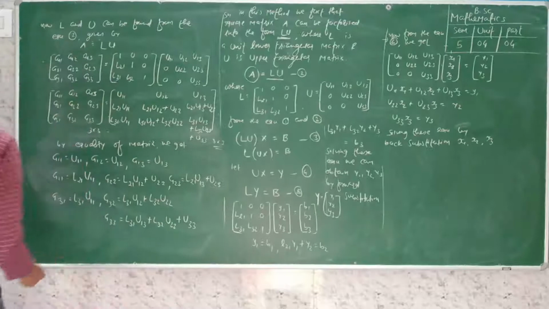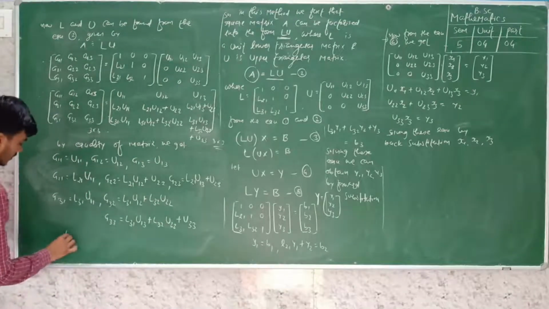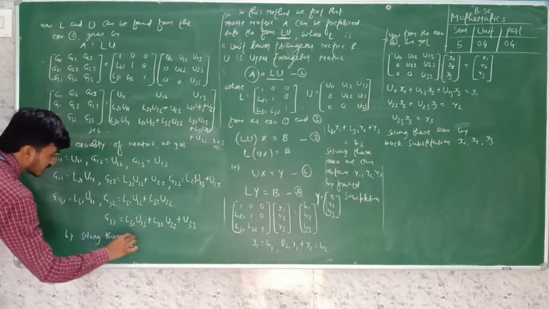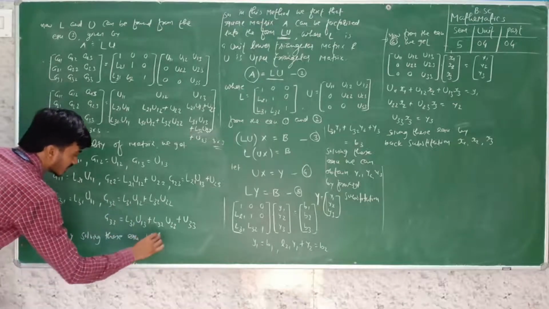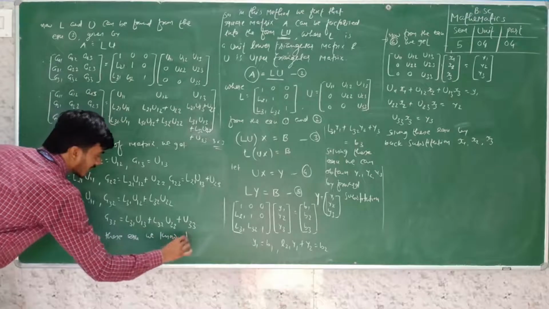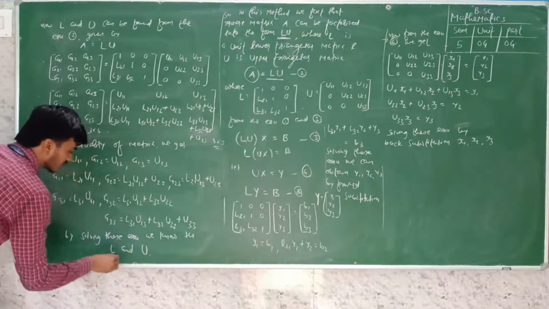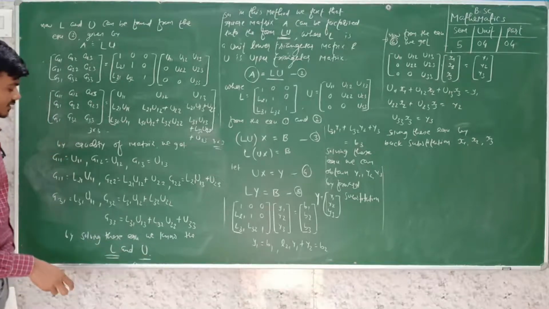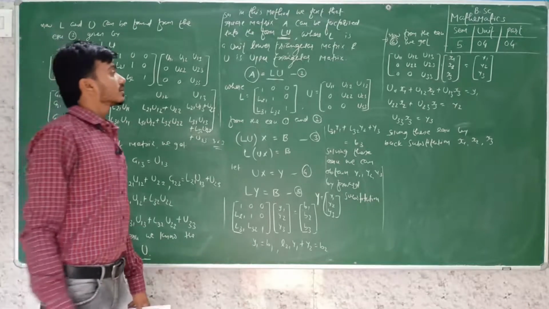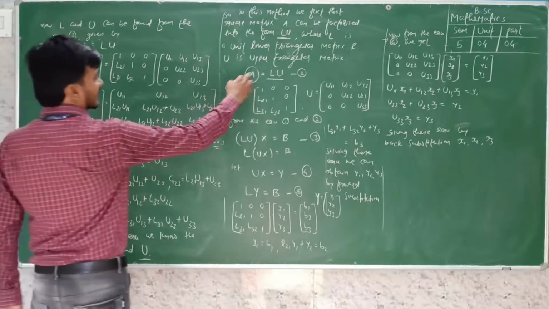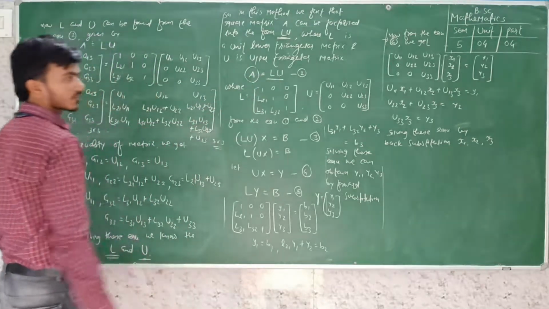So by solving this equation we know the L and U. Whenever we have L and U, the solution of these methods is A is equal to LU. Note down.